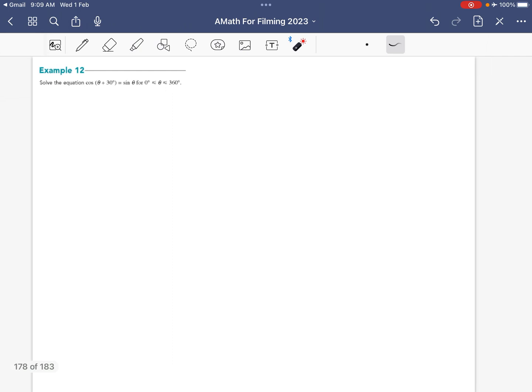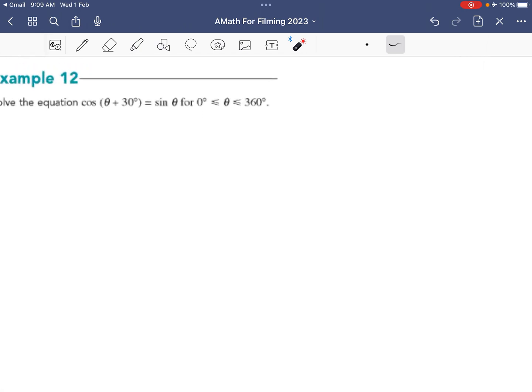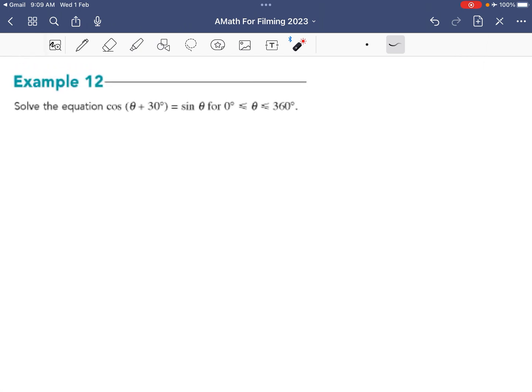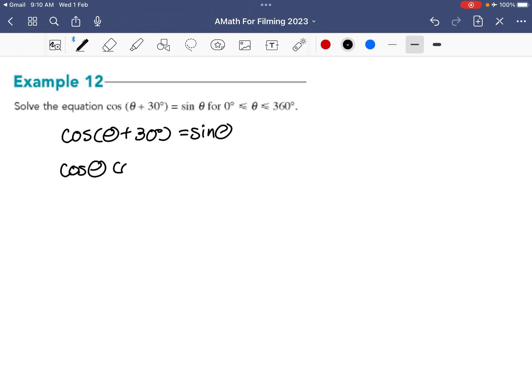Okay, example 12 deals with what I call solving the equation. So now, let me solve example 12 with all of you. What I'll do here is this. I get cosine of theta plus 30 degrees equals sine theta. Notice there's nothing I can do now, so what I can do is apply the addition formula.